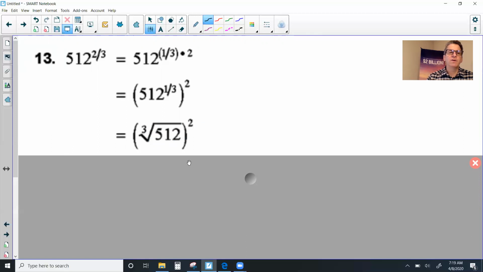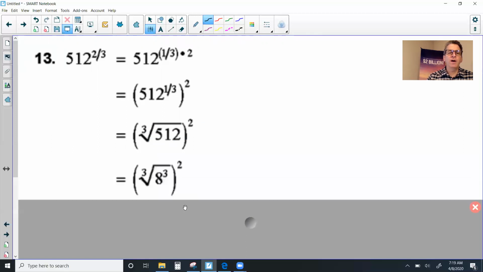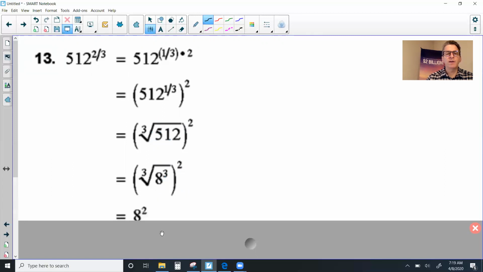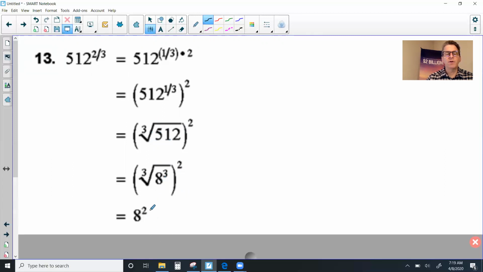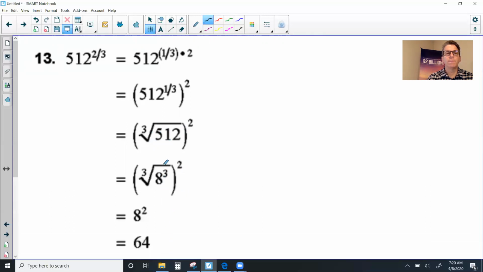Okay, so third root of 512 is 8. Okay, so 8 times 8, 64. 64 times 8 is 512. Okay, so third root of 512 is 8. Now we're going to take that 8 and we're going to square it. So 8 times 8 is 64.